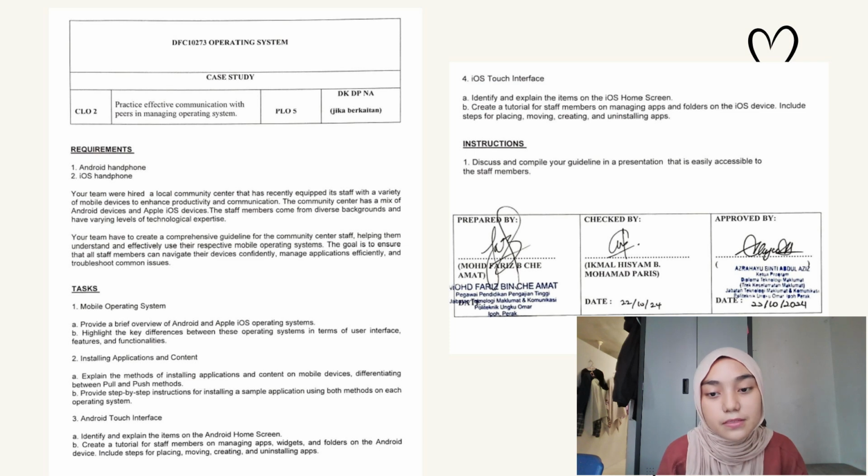So, untuk soalan pertama, mobile operating system. Dia ada dua soalan. A. Provide a brief overview of Android and Apple or iOS operating system. And B. Highlight the key difference between these operating systems in terms of user interface, features, and functionalities.